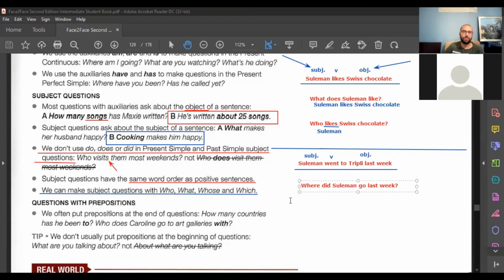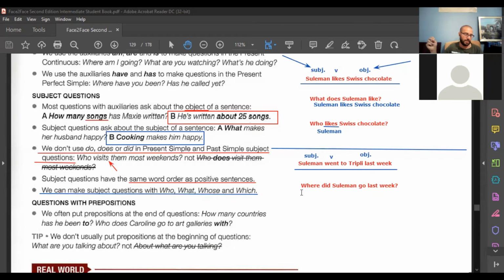And how would you answer this question? Can you give me a full answer? To Tripoli. Correct. If you want a very short answer, to Tripoli is correct. Tripoli. But if you want to give a full answer? Went. Not went. Good. Correct. Went to Tripoli. Correct. Just add the subject now. Say it again. Okay. Went to Tripoli last week.